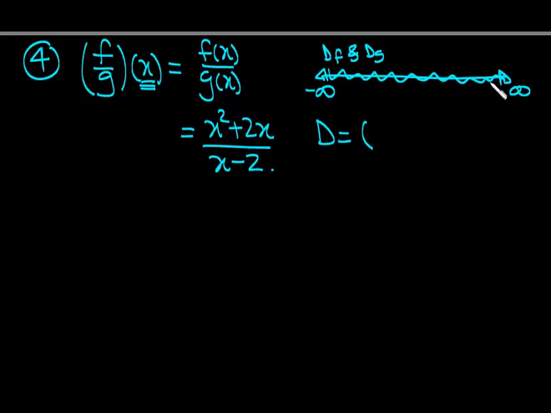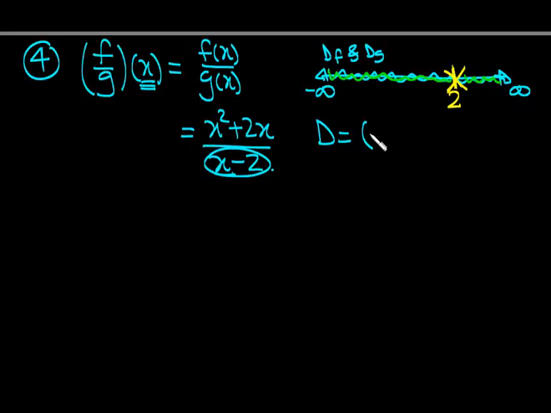Correct? But now, because g was in the denominator, we want to exclude all values of x for which this will be 0. This will be 0 when x is 2, I'm sorry. So you come over here. When x is 2, you take that number out because x cannot be 2. If x is 2, I'm going to get division by 0. So now my domain is everything that's left. It's all of this and all of this.